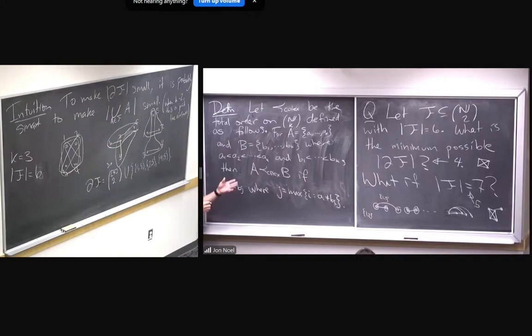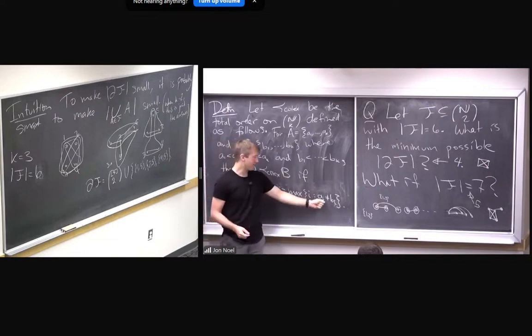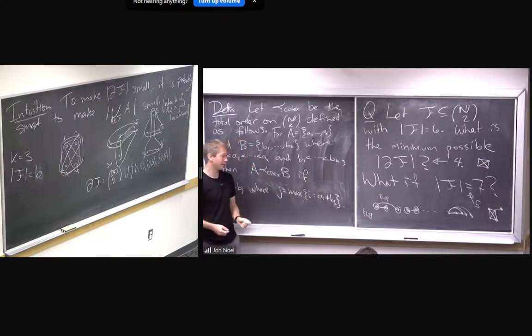So here I'm implicitly assuming these are different sets. I mean, if you have a total order, it's not reflexive, right? A can't be less than A. So yeah, two different sets. We order them this way. If you look at the biggest place where they differ, the last place where they differ, A is less than B if the element of A is less than the element of B on that last difference.